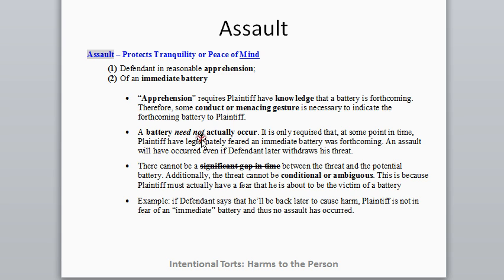And of course, the battery need not actually occur. We're not talking about battery. We're only talking about a person being in fear that they might be the victim of a battery. And another bar exam alert here is that an assault will have occurred even if the defendant later withdraws his threat.